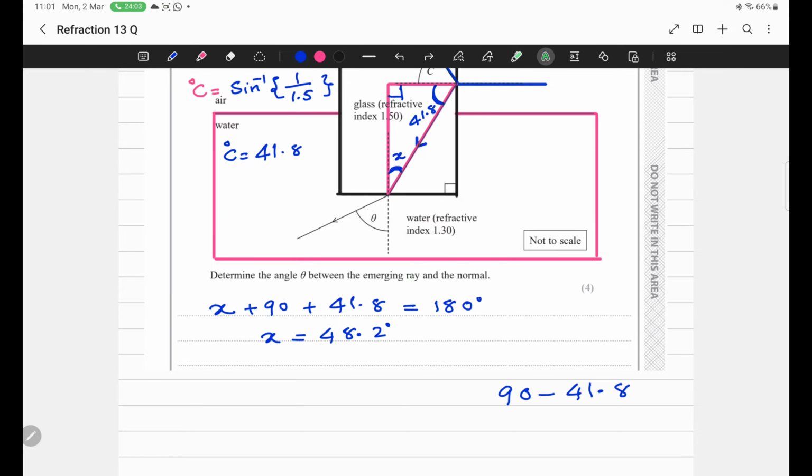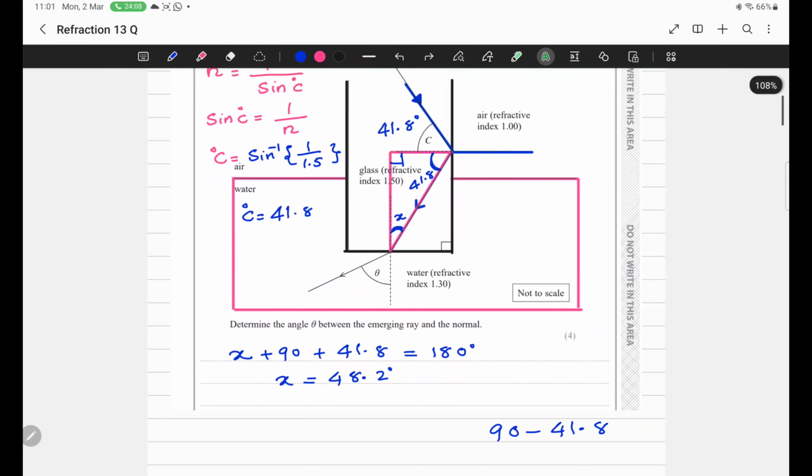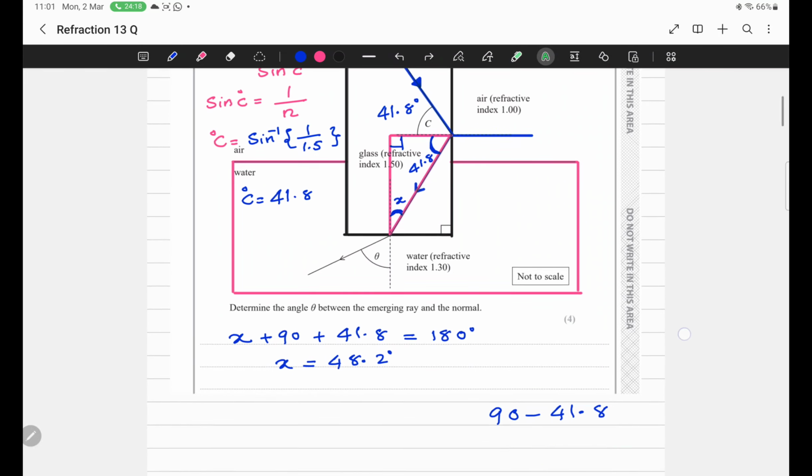In this right angle triangle, 90 minus 41.8. So 41.8 we have calculated by the critical angle formula. And now by using angle property, we have calculated X. X is 48.2. And now it is Abdullah's turn.